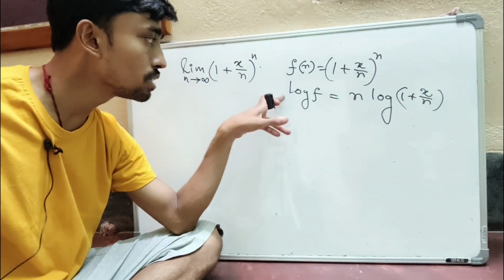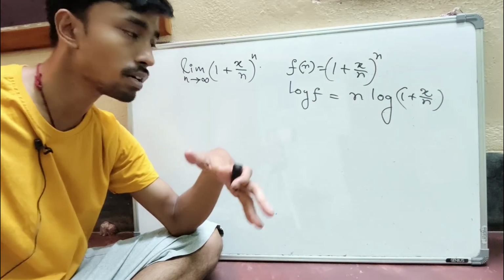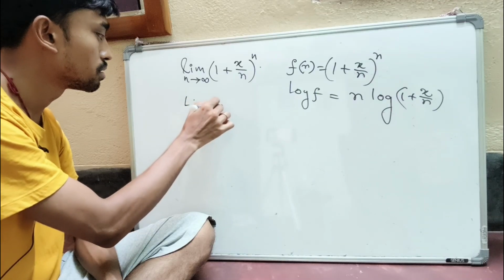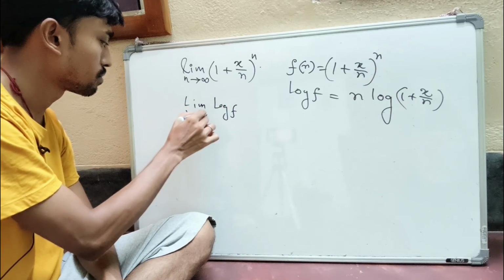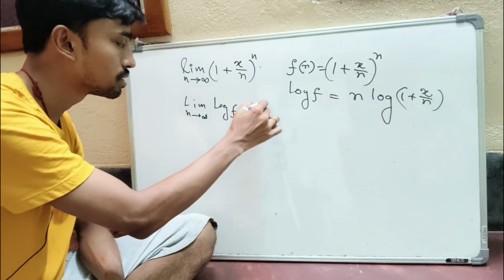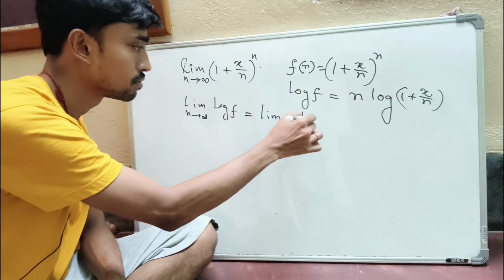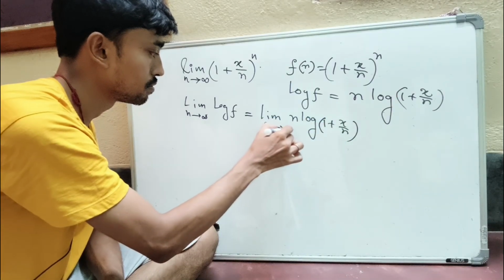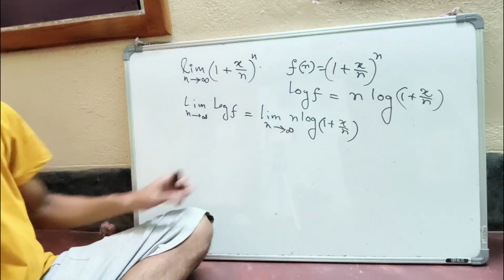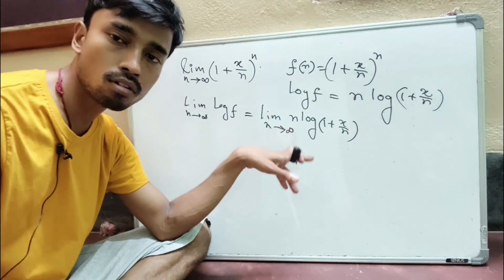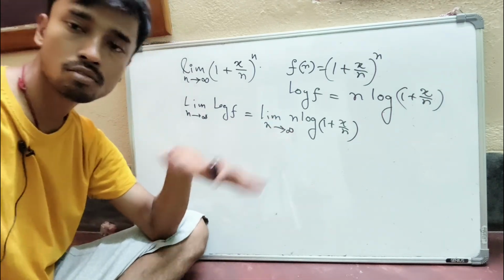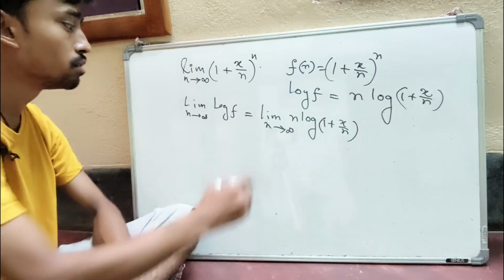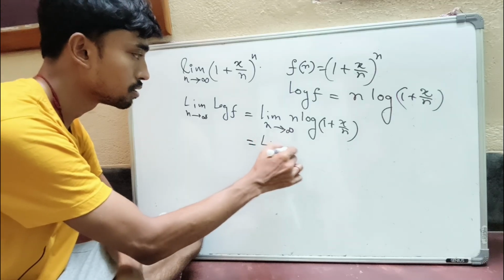All right, now we take the limit of this function. Let's see what happens. If I now take the limit of this log f, as n tends to infinity, of course, that's what we get: the limit of n log(1 plus x by n) as n tends to infinity. Of course our main target is to apply L'Hospital's rule. So what we do, we write this.